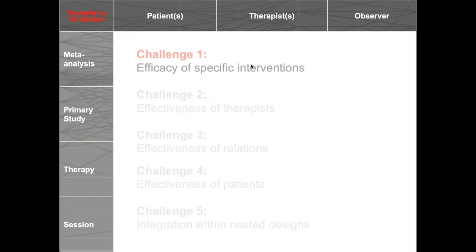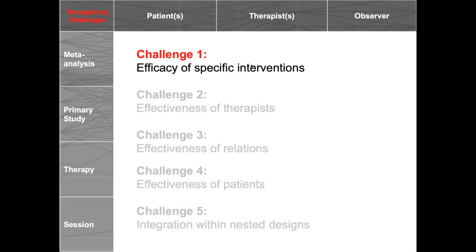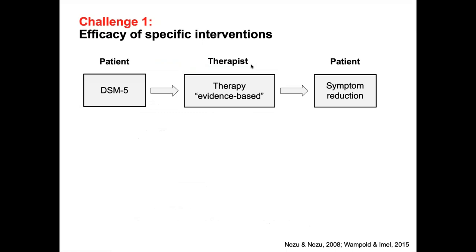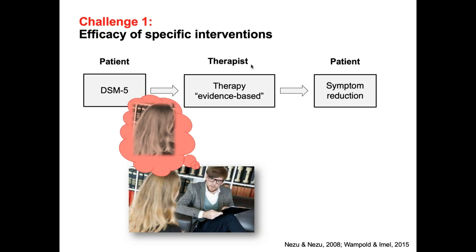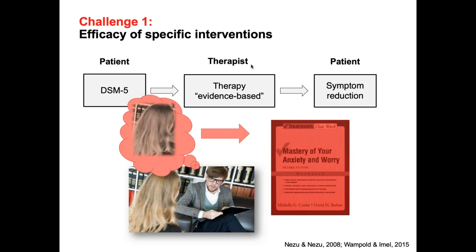One challenge could be the efficacy of specific interventions. This is quite a huge debate. We could argue psychotherapy research is not so complicated. We have just the therapist and the patient, and she or he has a diagnosis, for example, generalized anxiety disorder, and then we just take the empirically validated, evidence-based treatment that is particularly designed for this type of patient, for this disorder. This is a very logical and well-established framework.